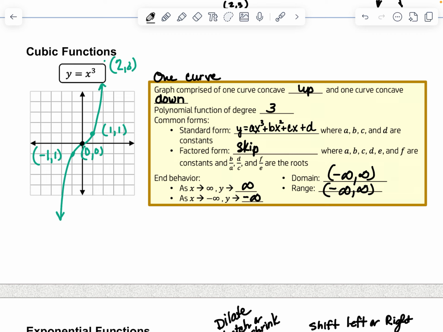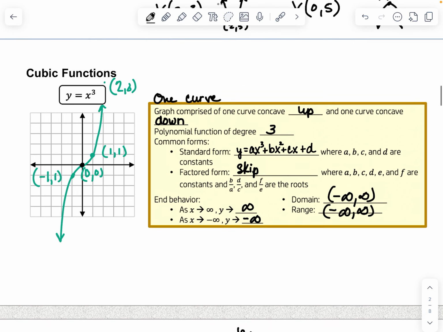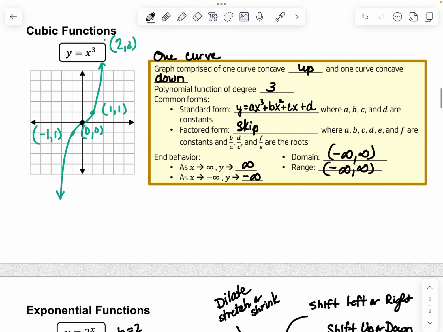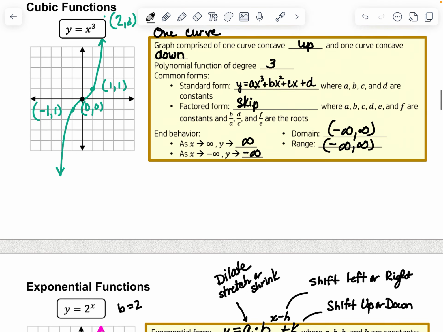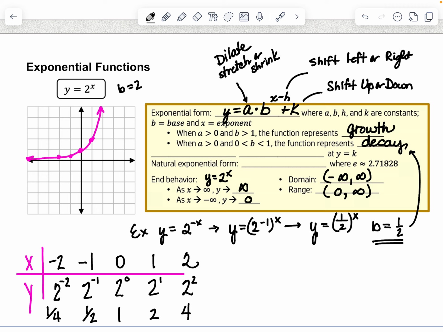And so there is what we call a point of inflection at the origin on this graph. I skipped the factored form there because it depends on whether it will factor or not. There is a factoring form for a cubic, or a way to find the zeros, but we're not going to get into that. The domain and range are all real numbers. Then you have the end behavior of the graphs that you need to be aware of. You can stop the video at any time and review this if you're not quite sure.